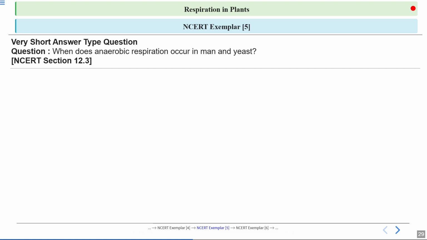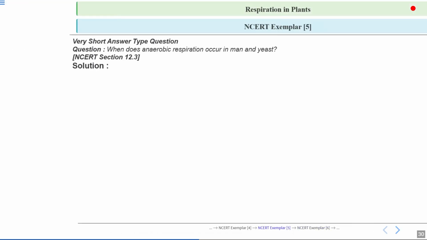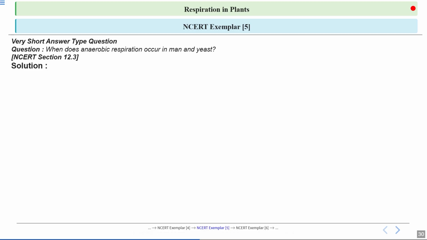So let's look at the next question. When does anaerobic respiration occur in man and yeast? Let's look at the solution. So first let's see when anaerobic respiration occurs in man. In case of humans, it occurs during intense physical exercise.